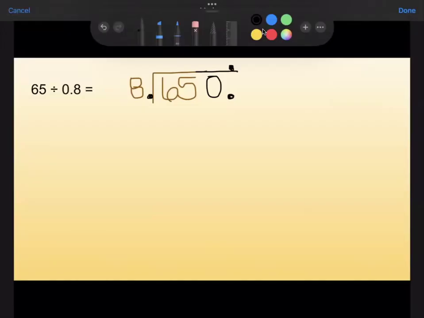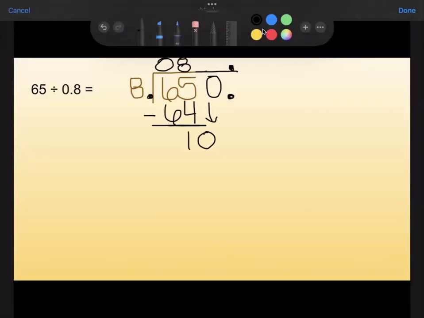So 8 does not fit into 6. I'm going to put a 0 up there to mark that. 8 does fit into 65 8 times because that would give us 64. When I subtract that, I get 1 left over. Bring down the 0 and put it next to the 1, giving me 10.